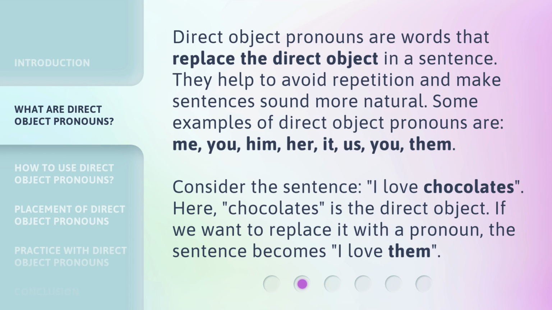Consider the sentence, I love chocolates. Here, chocolates is the direct object. If we want to replace it with a pronoun, the sentence becomes, I love them.